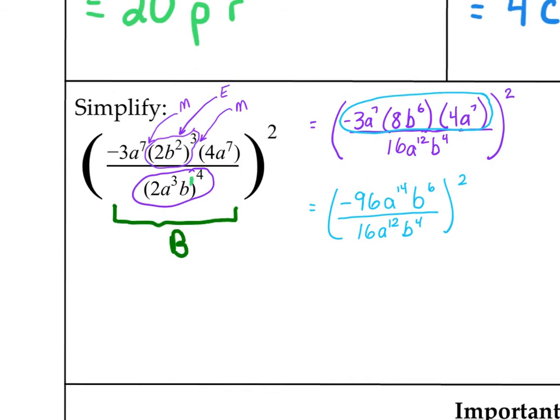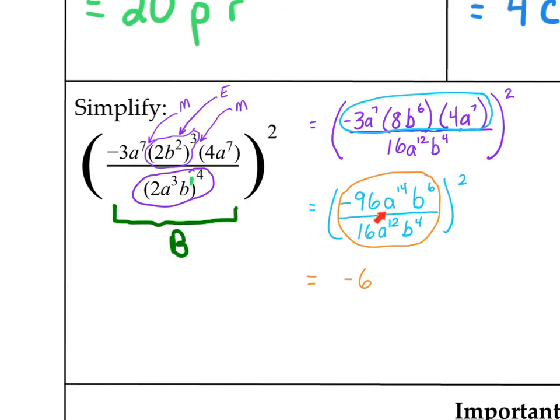The next step is to divide the numerator and the denominator. So when you divide, you're going to be dividing the coefficients. So negative 96 divided by 16 is negative 6. So this is what we're doing here. We're dividing these terms. And for the a's, we're going to be subtracting the exponents.